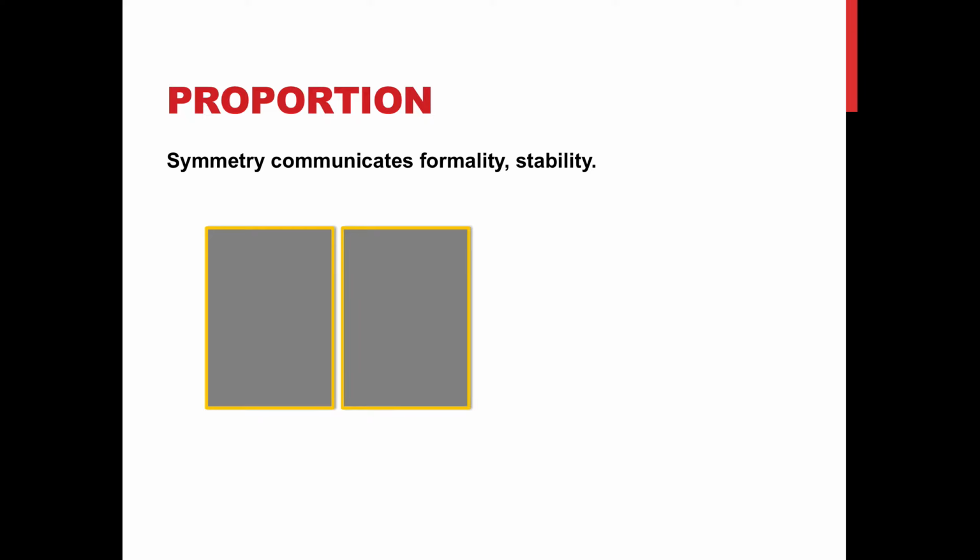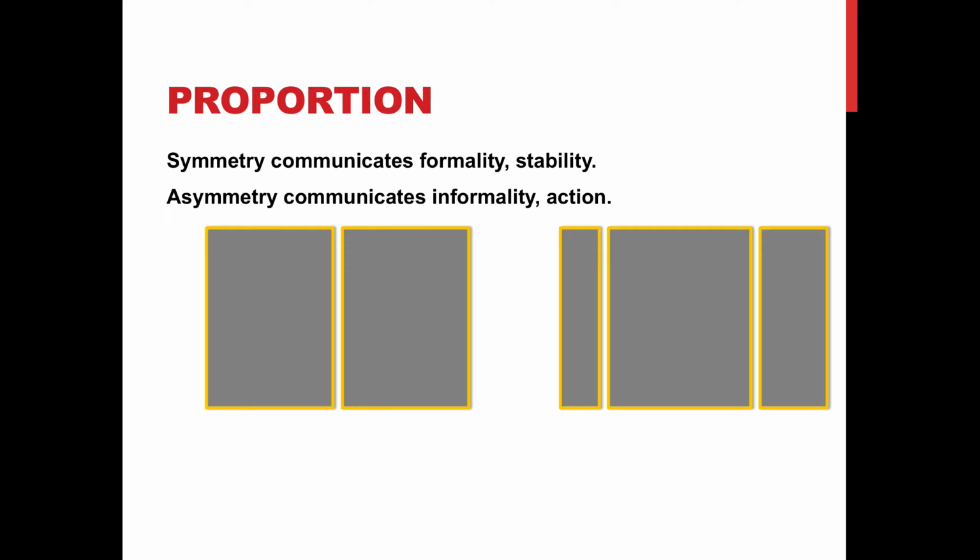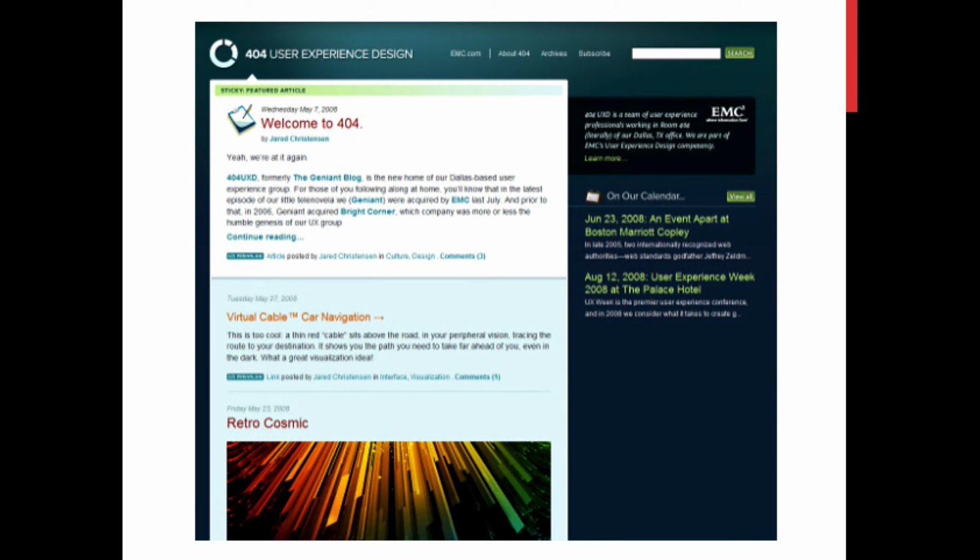Symmetry then communicates some stability, and it communicates a relatively formal structure. So if you're creating, let's say, a website for a law firm or something, this might be a good way to go. But asymmetry can communicate action. So let's say you're creating a photo site for a snowboarding company. Well, you might want to use an asymmetrical design.